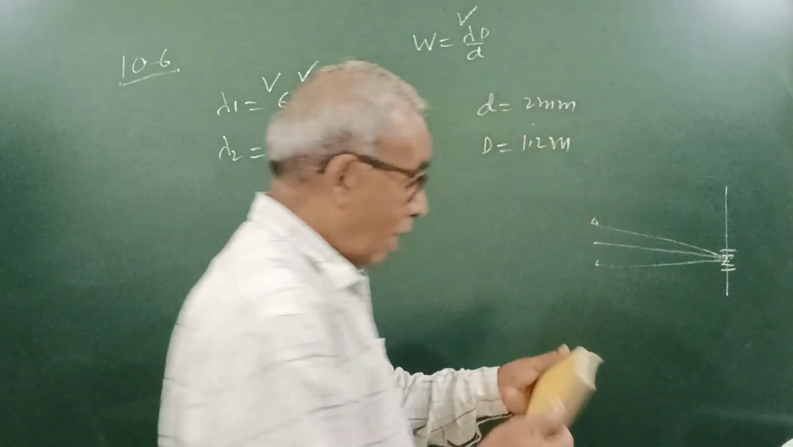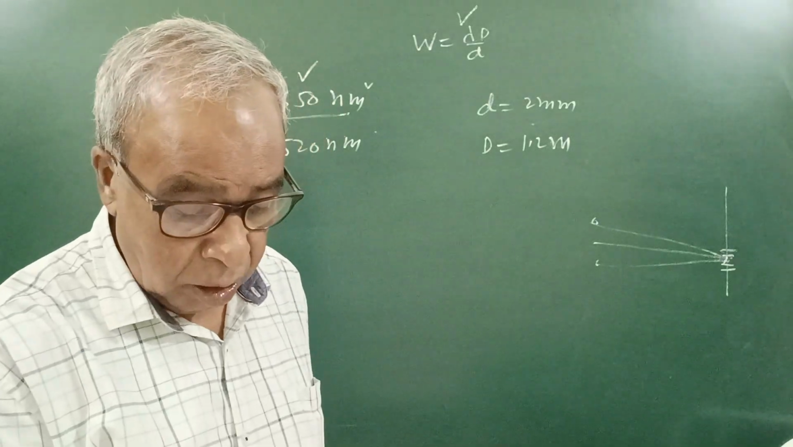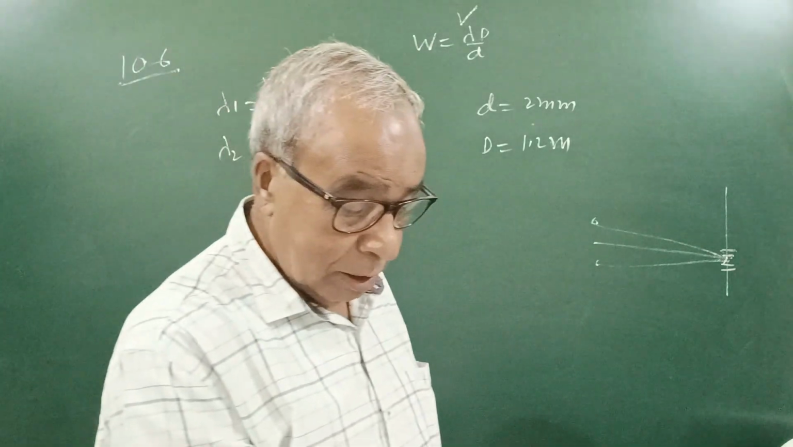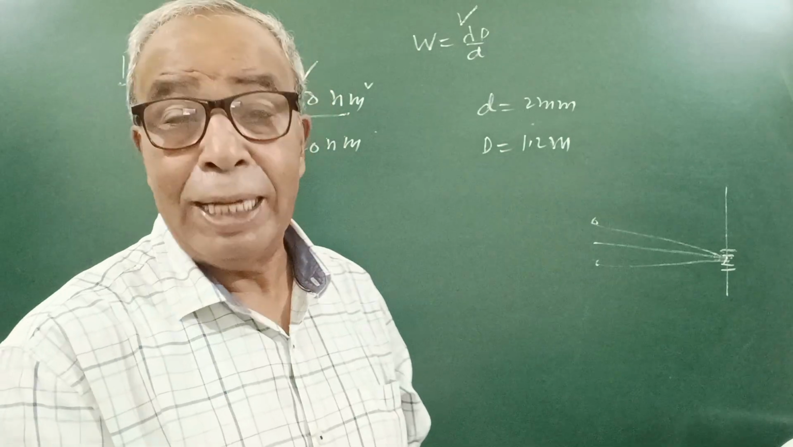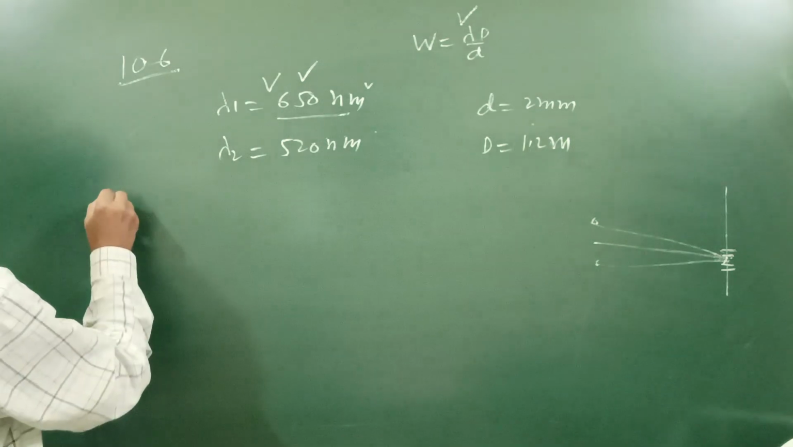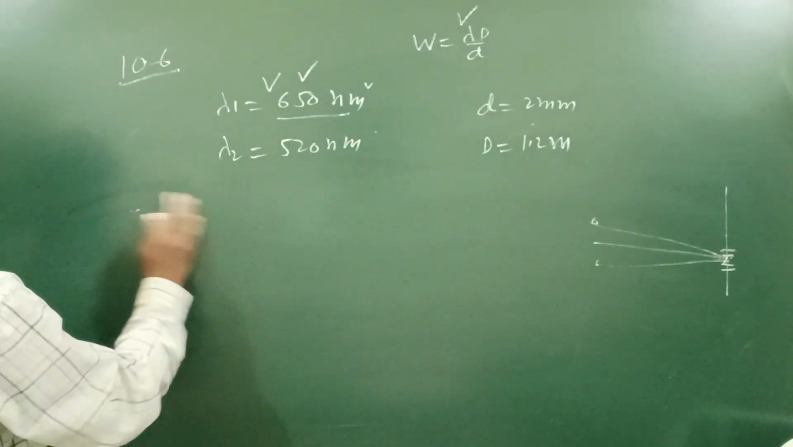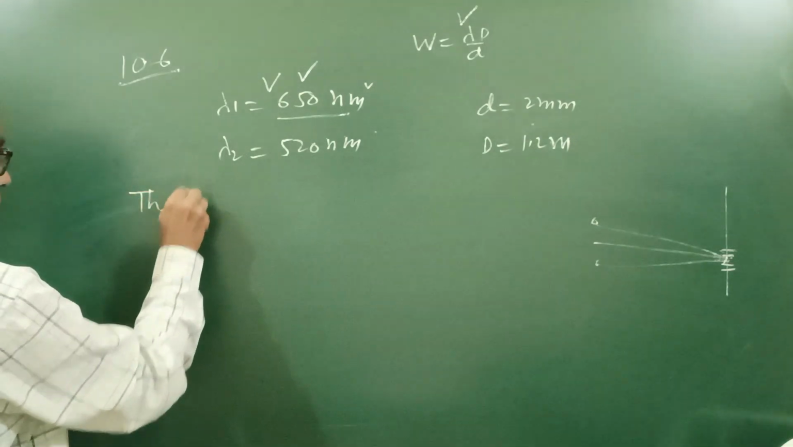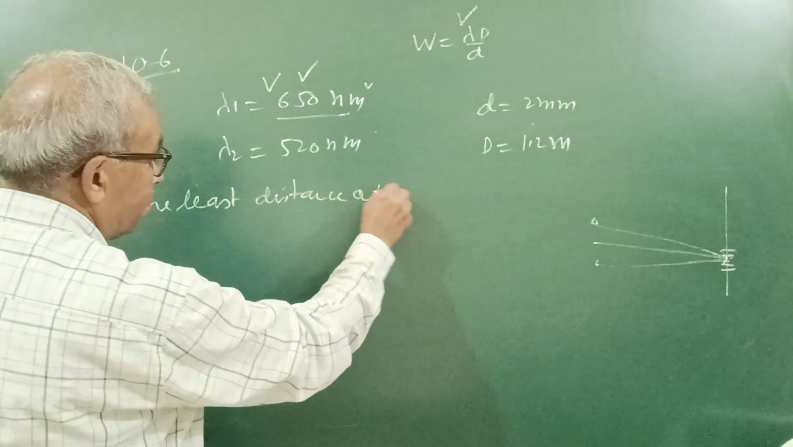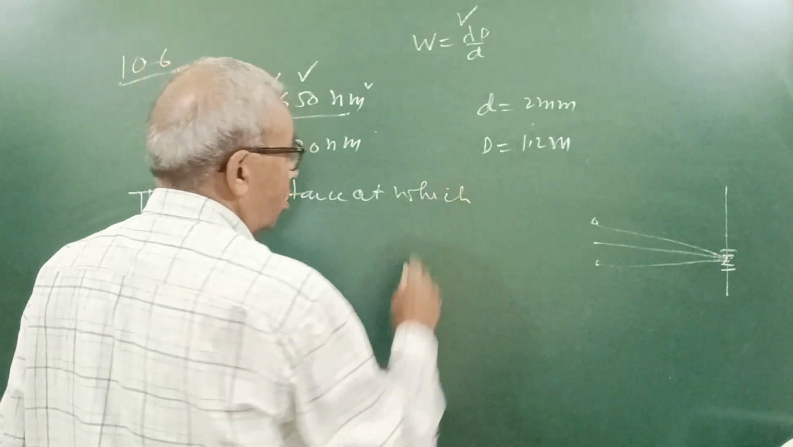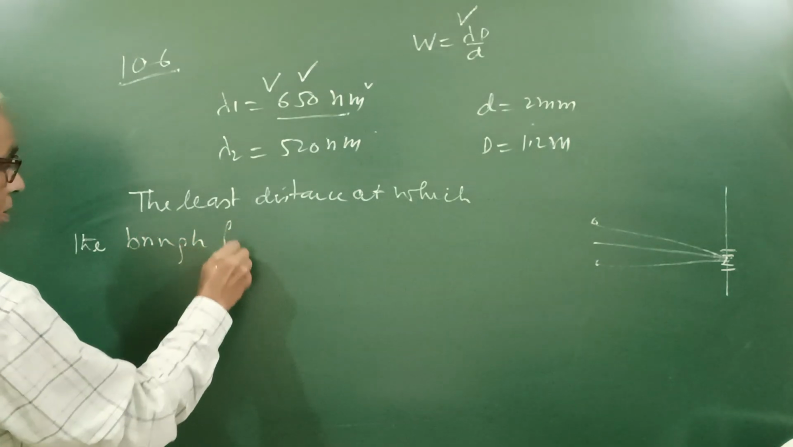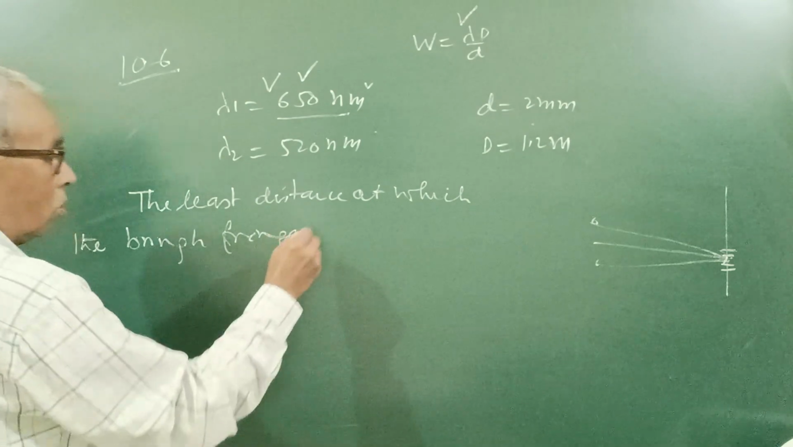So the question here is: what is the least distance from the central maximum where the bright fringes due to both wavelengths coincide again?